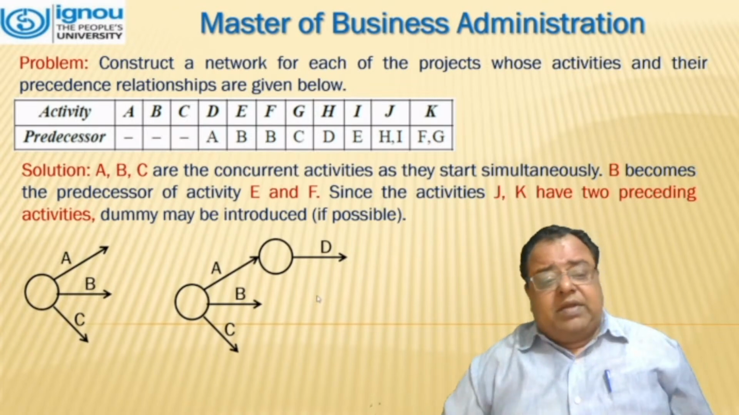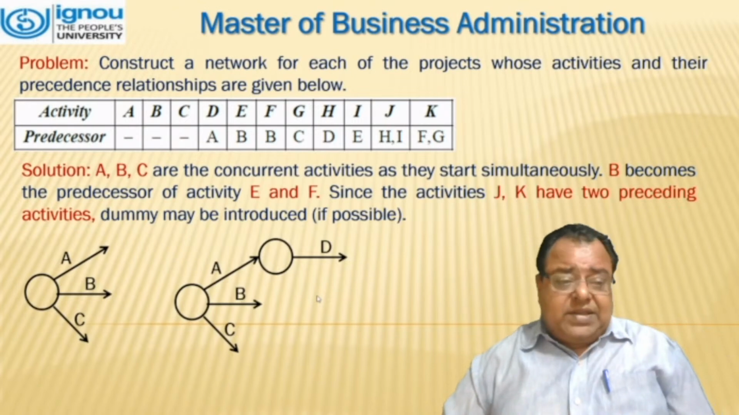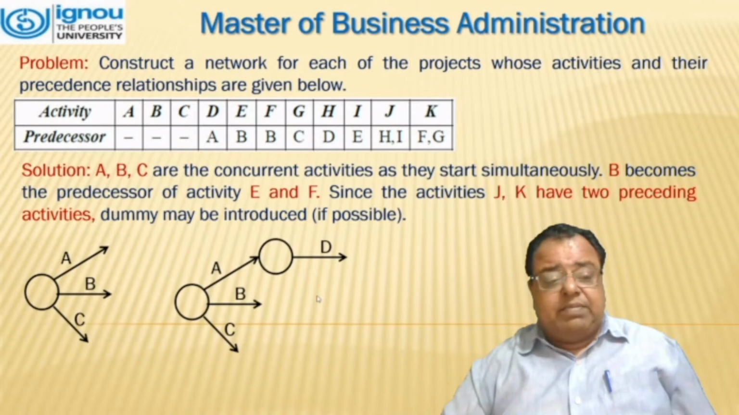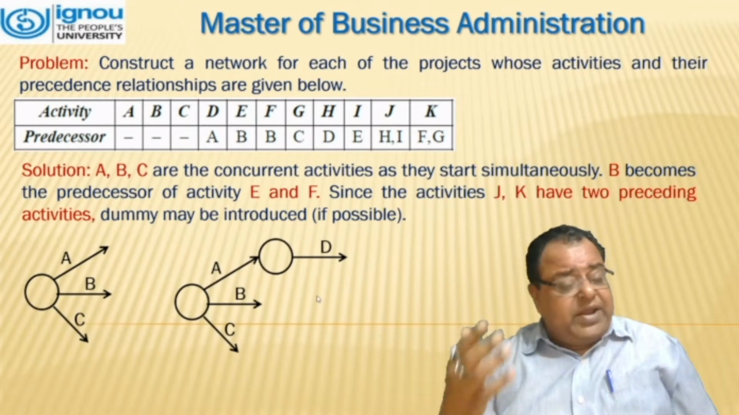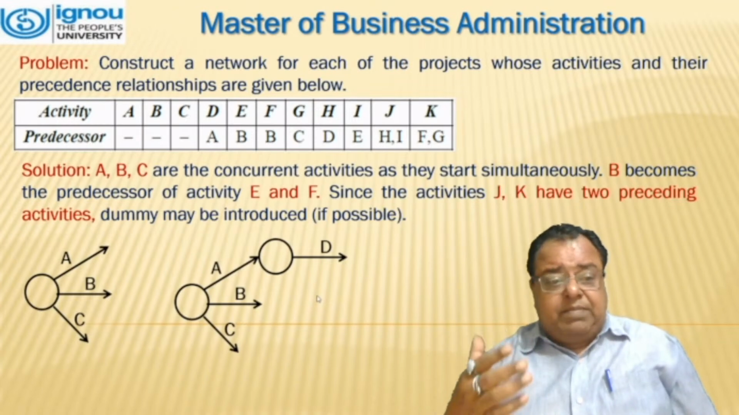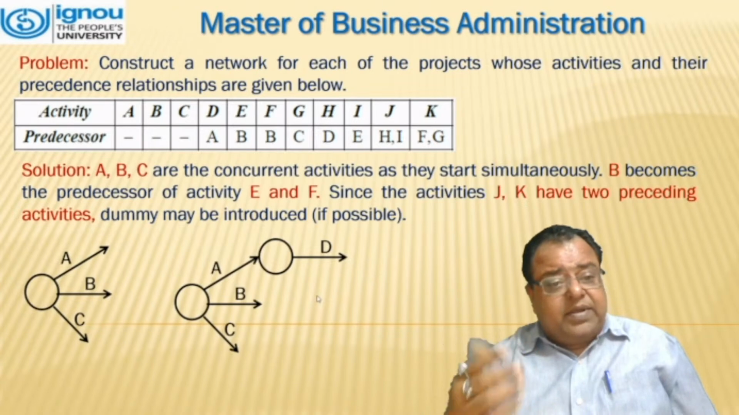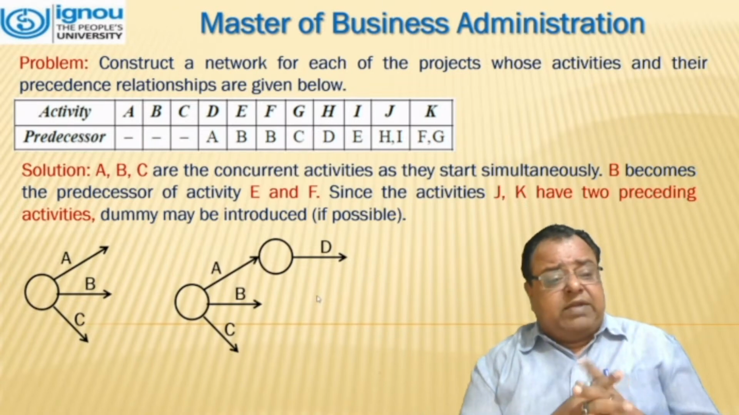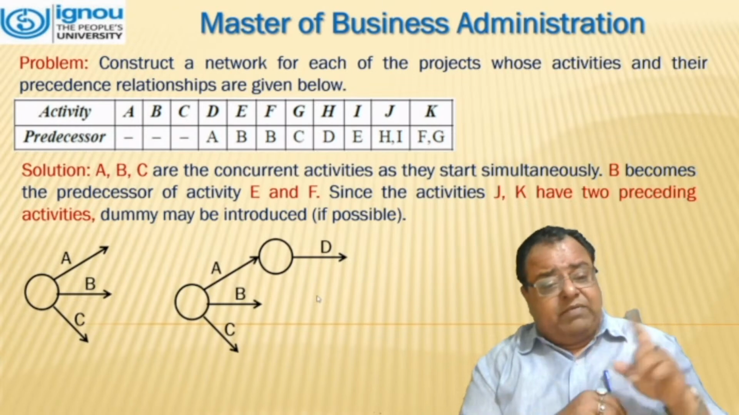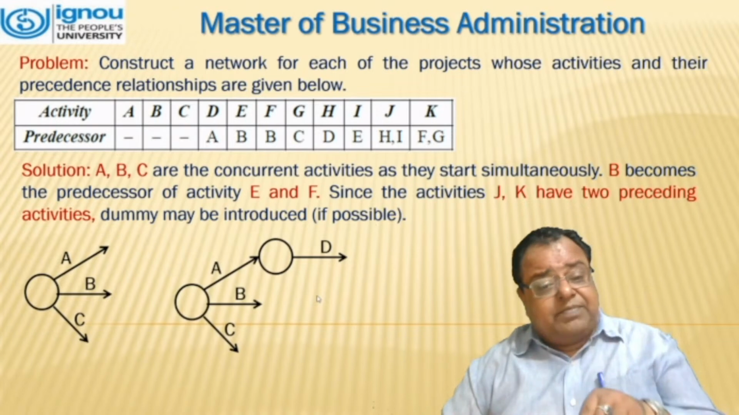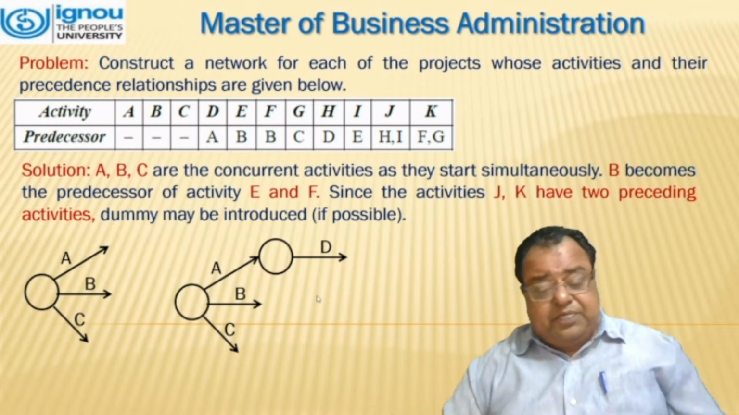To start with, we will draw a circle. We can see over here that A, B, and C are the three activities starting from it. That means three arrows will start, and they will be labeled A, B, and C. Then we will move to D. The predecessor of activity D is A. We will draw a circle at the head of A, and we will write D on the arrow.